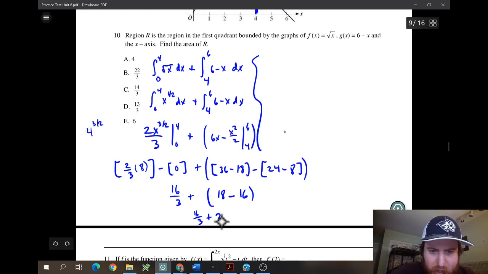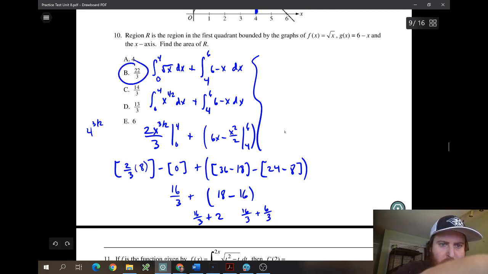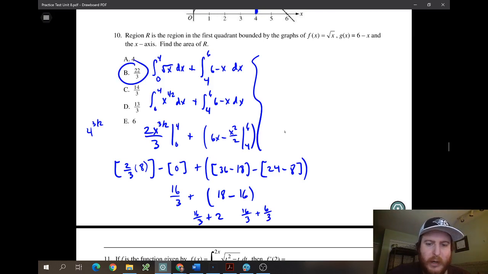We'll lollipop that 2 over 1 to get like terms. Times 3 is 6 over 3, which gives 22/3. So choice B. It's a lot of work, but we were able to get it.